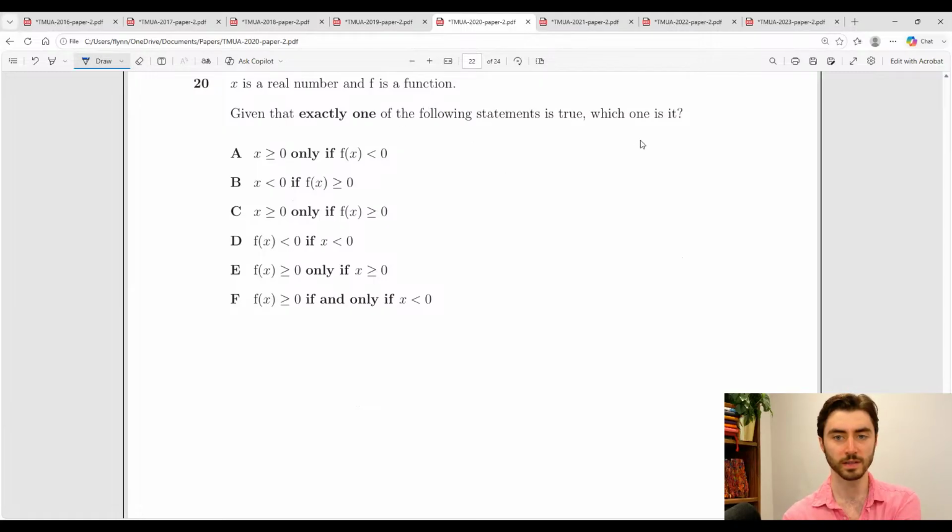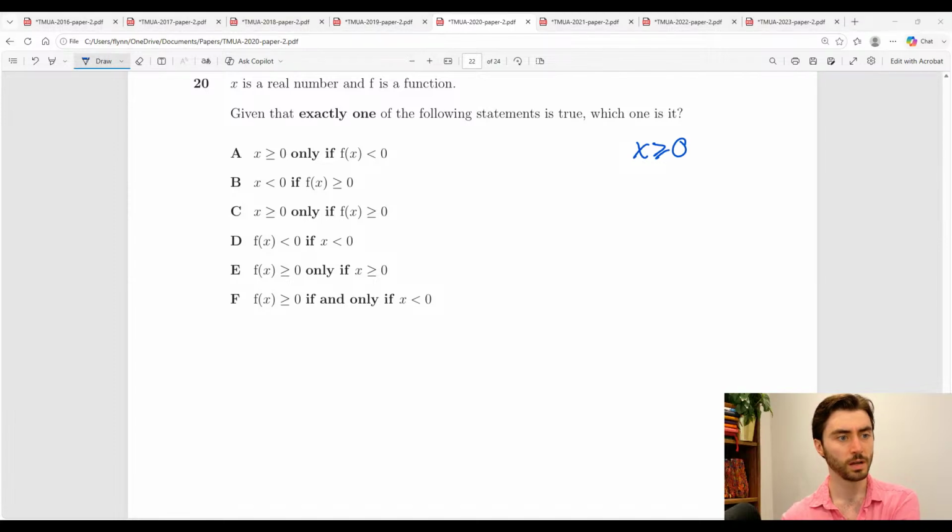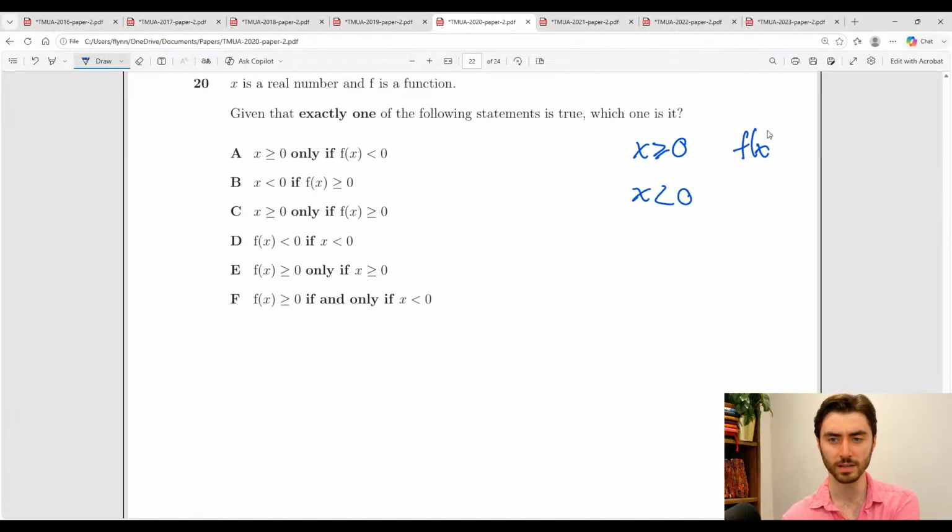What we have here, let's consider what we're considering. X is bigger than or equal to 0. X is less than 0. We have f of x bigger than or equal to 0, f of x less than 0. Now let's consider what the mappings would be in these different cases, right? And you'll realize that a lot of these are the same thing, which is the one that's going to really prove why my technique works.